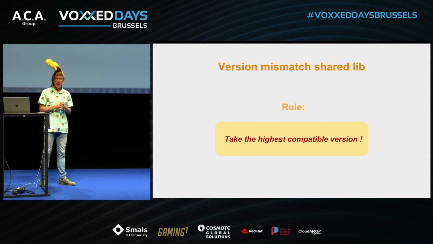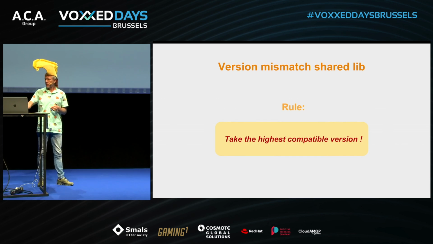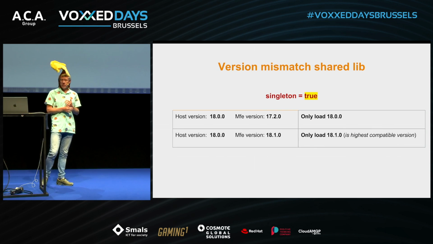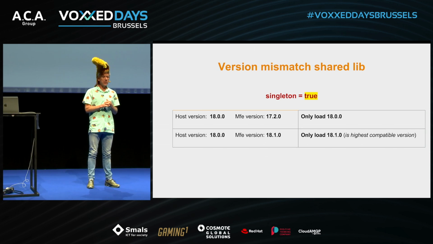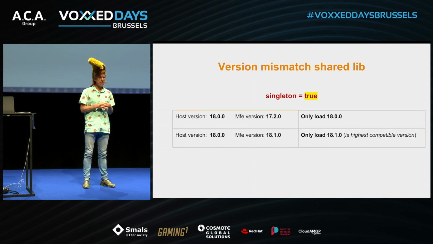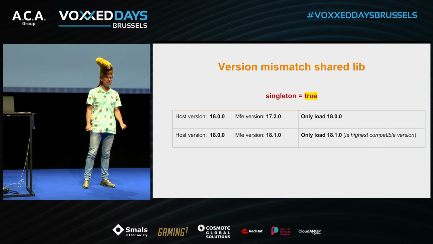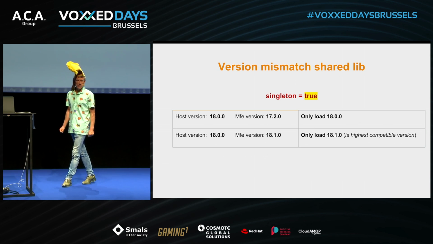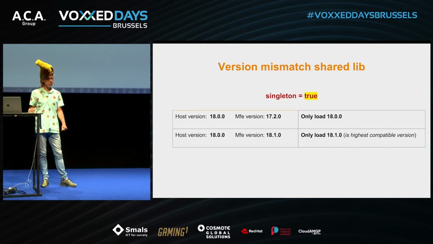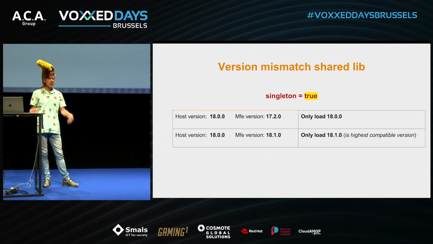The rule is the highest compatible version will be loaded. How does that work? To manage the version mismatch, when singleton is true, and the host version is 18, and the other version of the micro frontend is 17, then only version 18 is loaded. Another example is that you have two versions which are compatible, so then you load the highest compatible version.